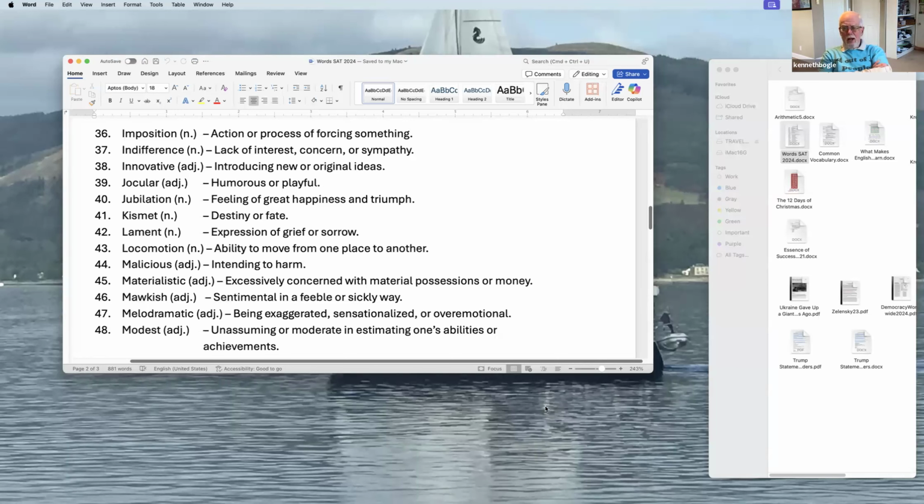N for noun, an object. ADJ for adjective, that modifies that noun, that changes or adds to its meaning. You've got nouns, which are objects. You've got verbs, which are actions. You've got adjectives that modify nouns. You've got adverbs that modify verbs. That's part, again, of the English language.